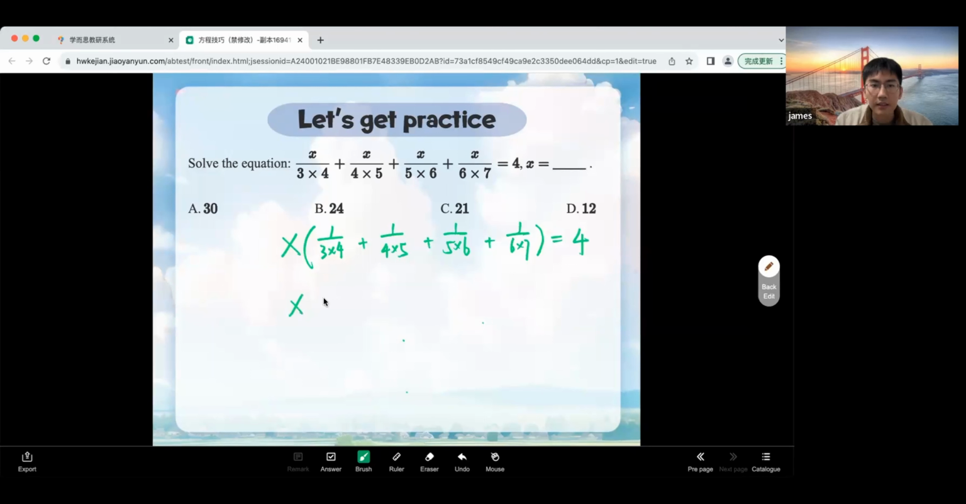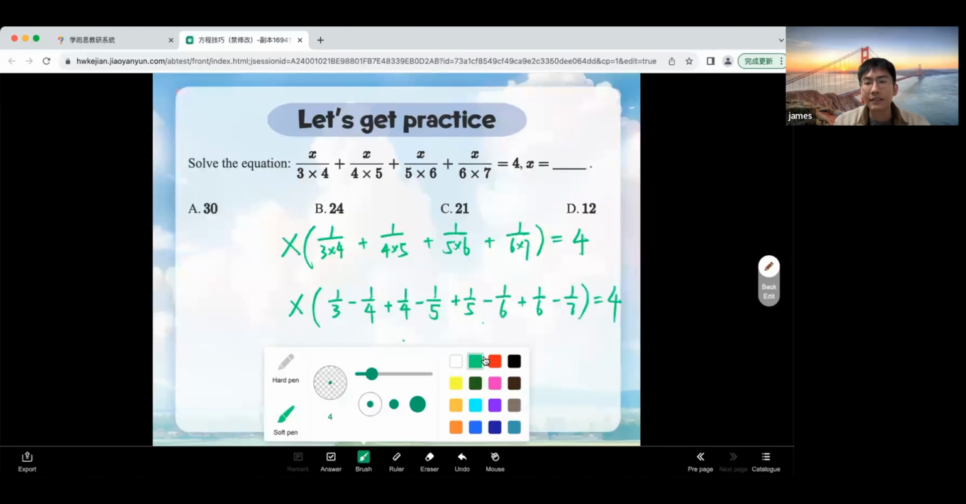So everyone, for the parentheses, we can split that into 1 over the first bottom number minus 1 over the second bottom number. And for the second fraction, all the same. Plus 1 over 4 minus 1 over 5, plus 1 over 5 minus 1 over 6, plus 1 over 6 minus 1 over 7. And that is equal to still 4 on the right side.